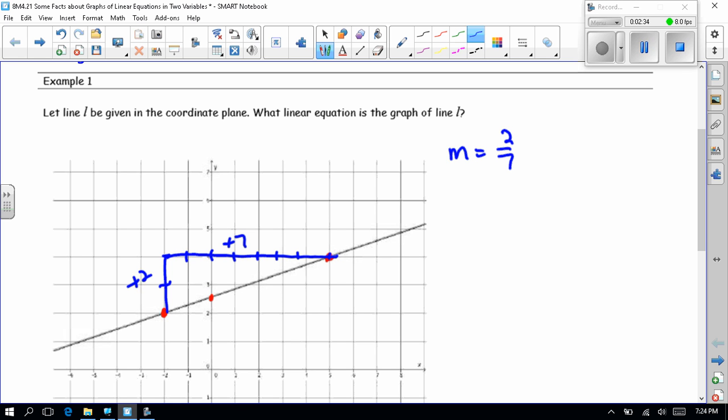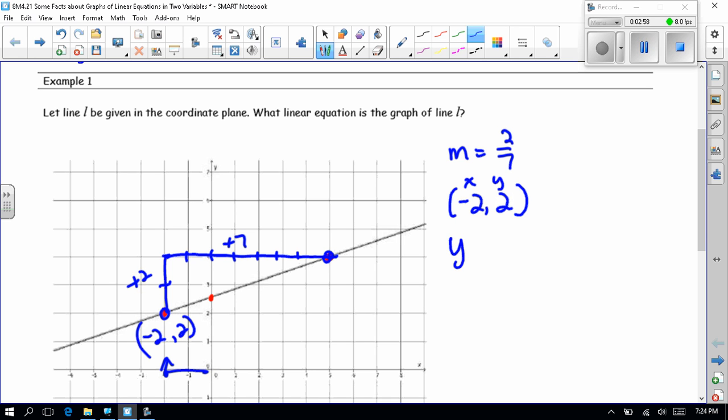And let's see, what else do we know? We can figure out some integer coordinates. We know that the line is crossing at -2, +2. Our x is -2, and then we go up to +2. So we've got -2, +2, and this is our x, and this is our y.